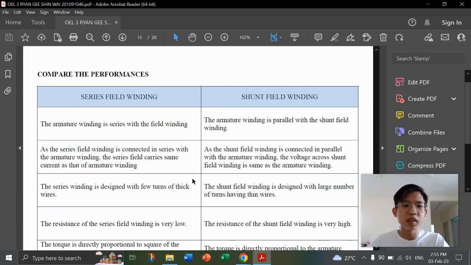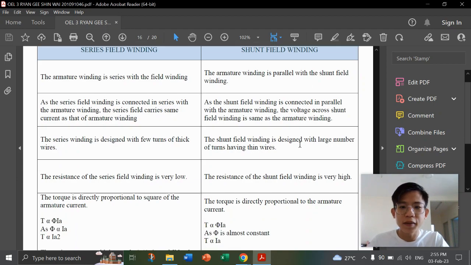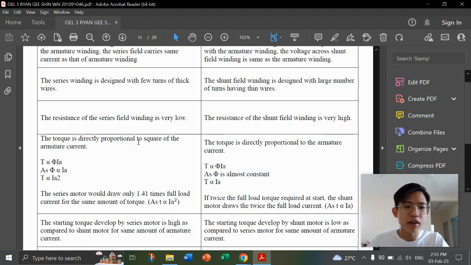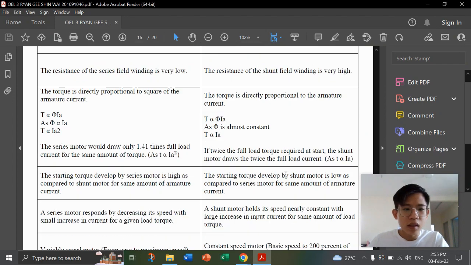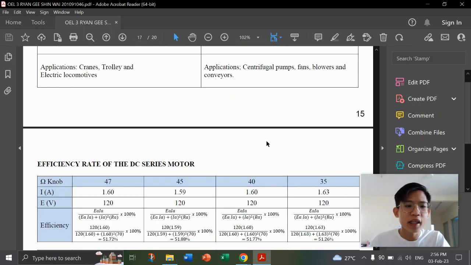Next, we compare the performance between the shunt field winding and the series field winding. As mentioned in the introduction, for the DC series motor the field winding is in series, and for the DC shunt, it is in parallel. Looking at the characteristics, the torque is directly proportional to the square of the armature current for the series motor, whereas the torque is directly proportional to the armature current for the DC shunt. The starting torque developed by the series motor is high compared to the shunt motor, and the starting torque developed by the shunt motor is lower compared to the series. We then move on to the field of application.